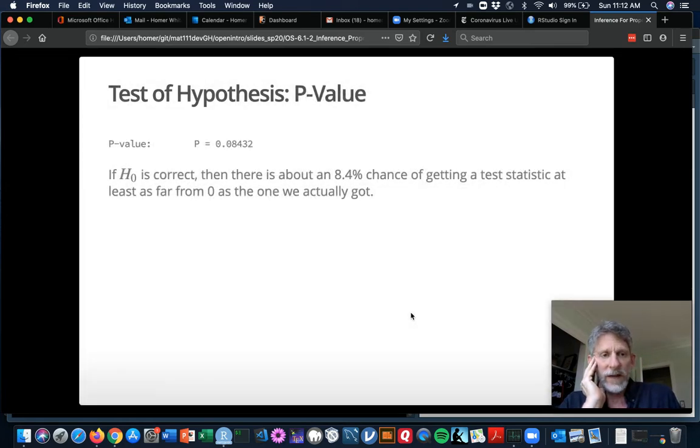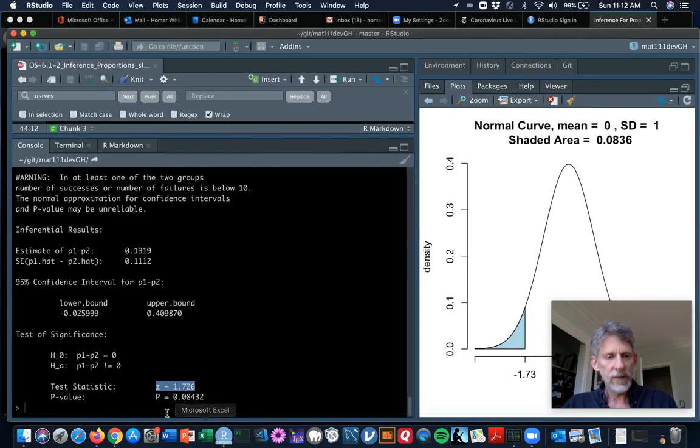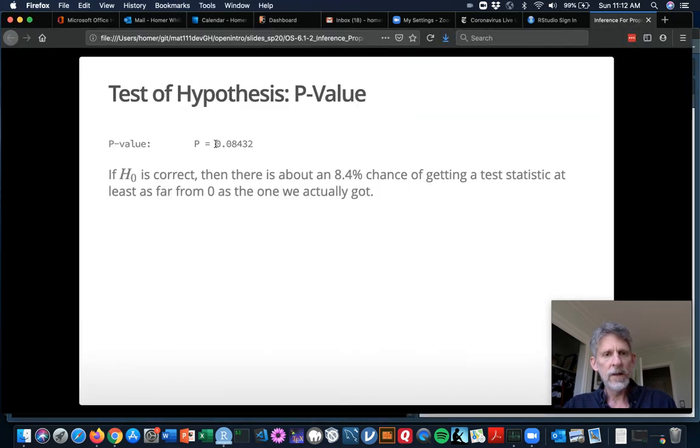Well, how unlikely is that to happen if the null is correct? That's where the p-value comes in, and in your output, it's way down at the bottom. So that's about 8.4%. So the way you interpret it in a complete sentence is if the null is correct, guys and gals are equally likely to believe out there in the population, then there's about an 8.4% chance of getting a test statistic that's at least as far from 0 as that 1.72 that we actually got.